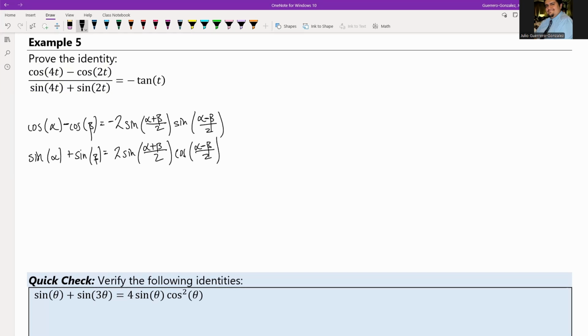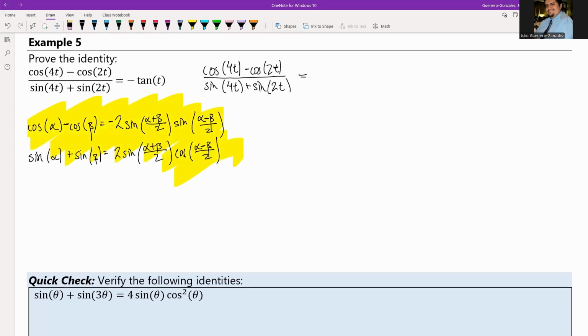So let me go ahead and start this out, right? I'm going to start with this end, cosine of 4t minus cosine of 2t all over sine of 4t plus sine of 2t, okay? And we're basically going to hit it with the equation that we need from the ones that I just wrote down, both of these right here. Okay, that's the reason why I wrote them down, okay? So the top needs our first one. The top one needs this one, okay?